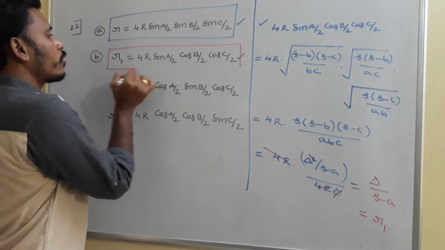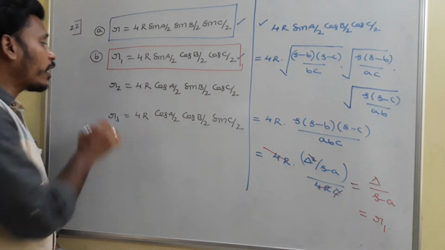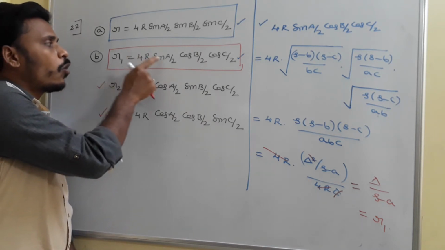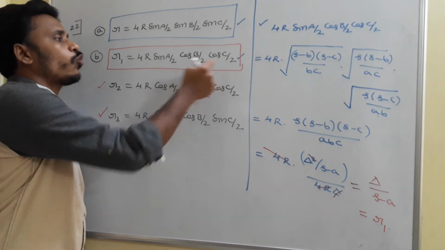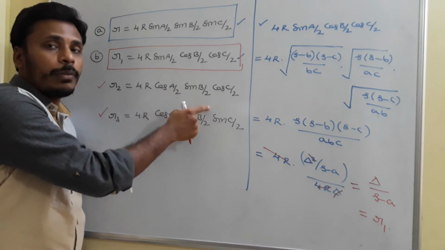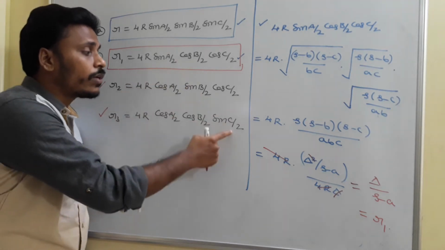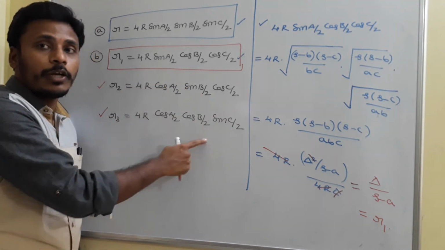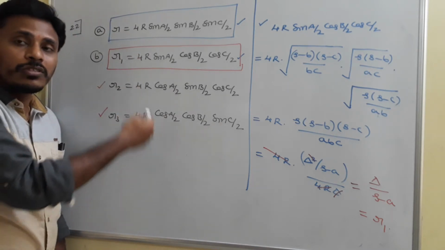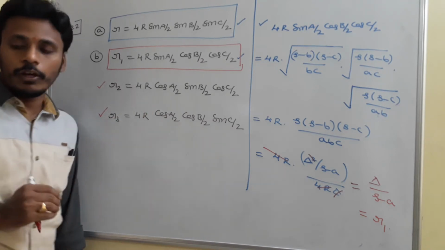So since r1 is equal to 4r sin a by 2 cos b by 2 cos c by 2, similarly we can prove these two also. Once you observe it, for r1, only for a, sin a by 2 is there, the remaining two are cos. For r2, the second one b is sin b by 2, the remaining two are cos. For the third one r3, only c is sin c by 2, the remaining are cos a by 2 and cos b by 2. Using these four, we can generate some more results and do some more problems. Just have a look now.